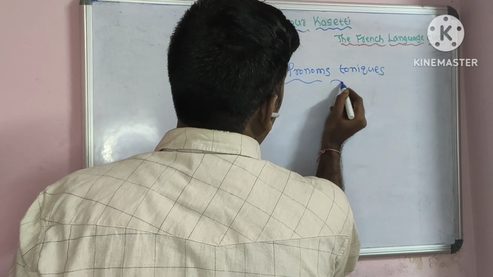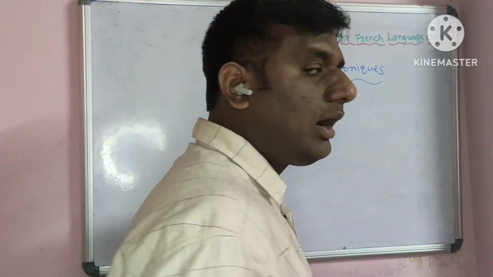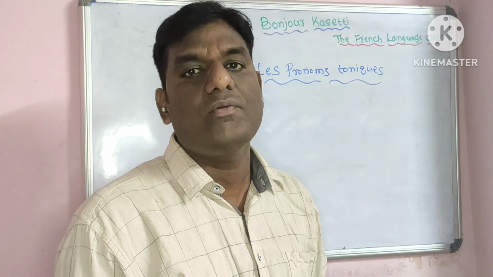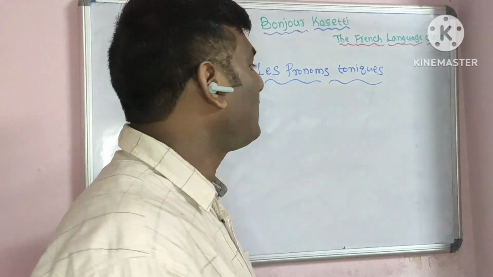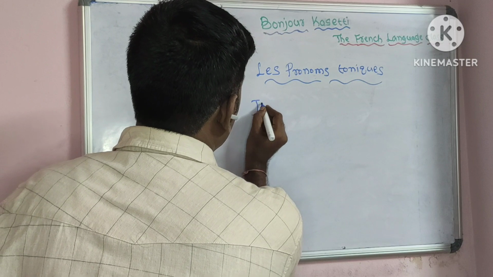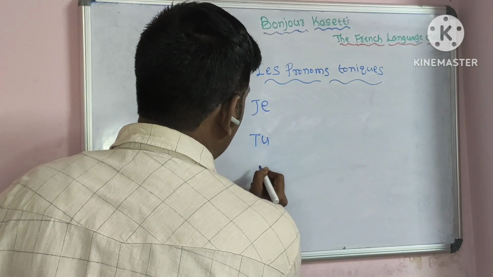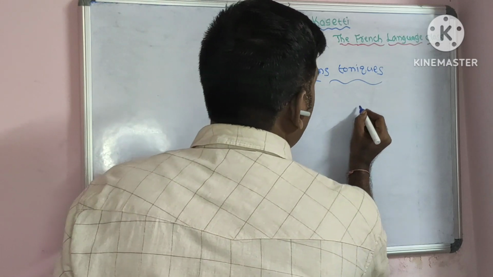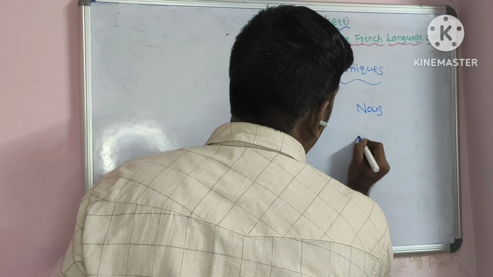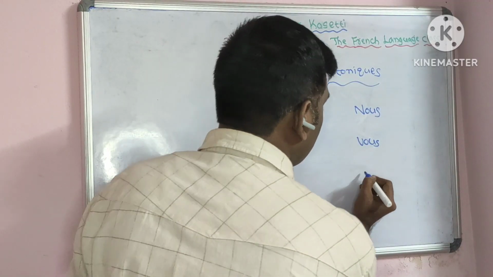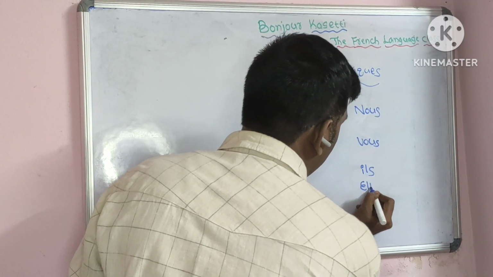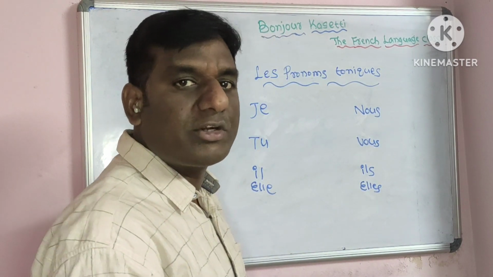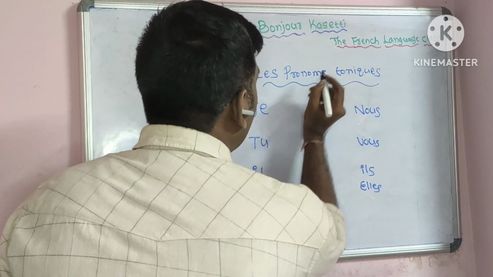Okay, les pronoms toniques. Already we learned about subject pronouns. Every subject pronoun is accompanied by one pronoun tonic. We'll see: je, tu, il, elle, nous, vous, ils, elles. These are the subject pronouns. For each subject pronoun we have a pronoun tonic.